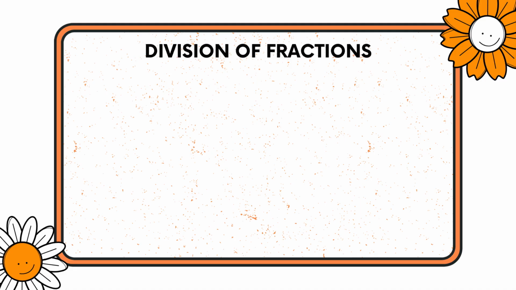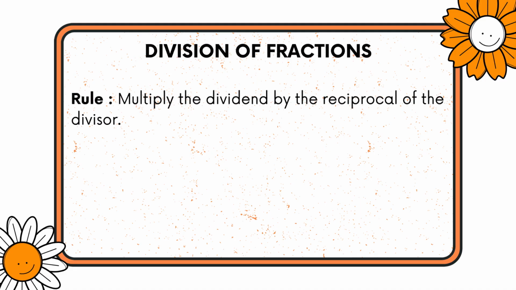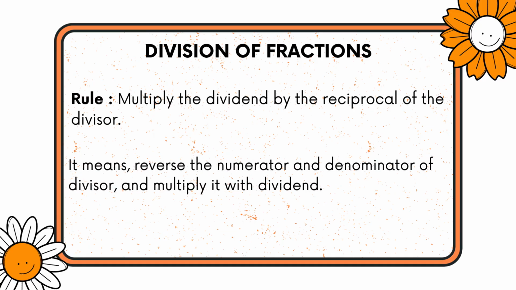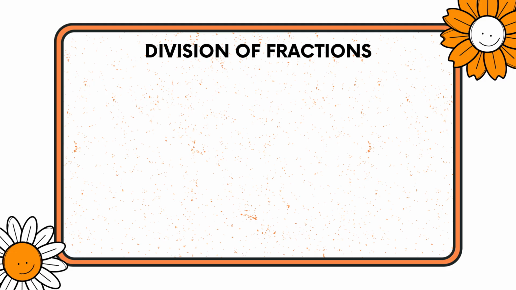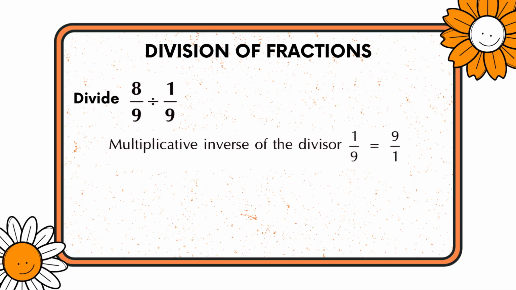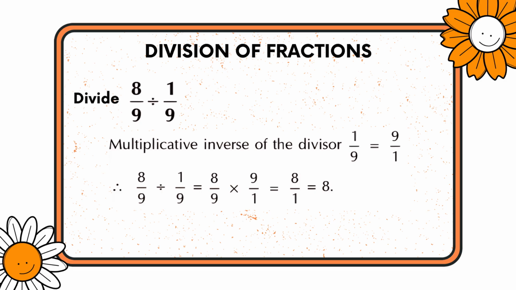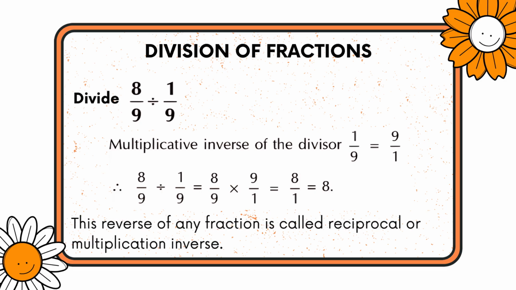Division of fractions. Rule: multiply the dividend by the reciprocal of the divisor. It means reverse the numerator and denominator of divisor and multiply it with dividend. For example, divide 8 by 9 and 1 by 9. We will reverse 1 by 9 here to 9 by 1. Then multiplying it with 8 by 9, we get 8 by 1 or 8. This reverse of any fraction is called reciprocal or multiplicative inverse.